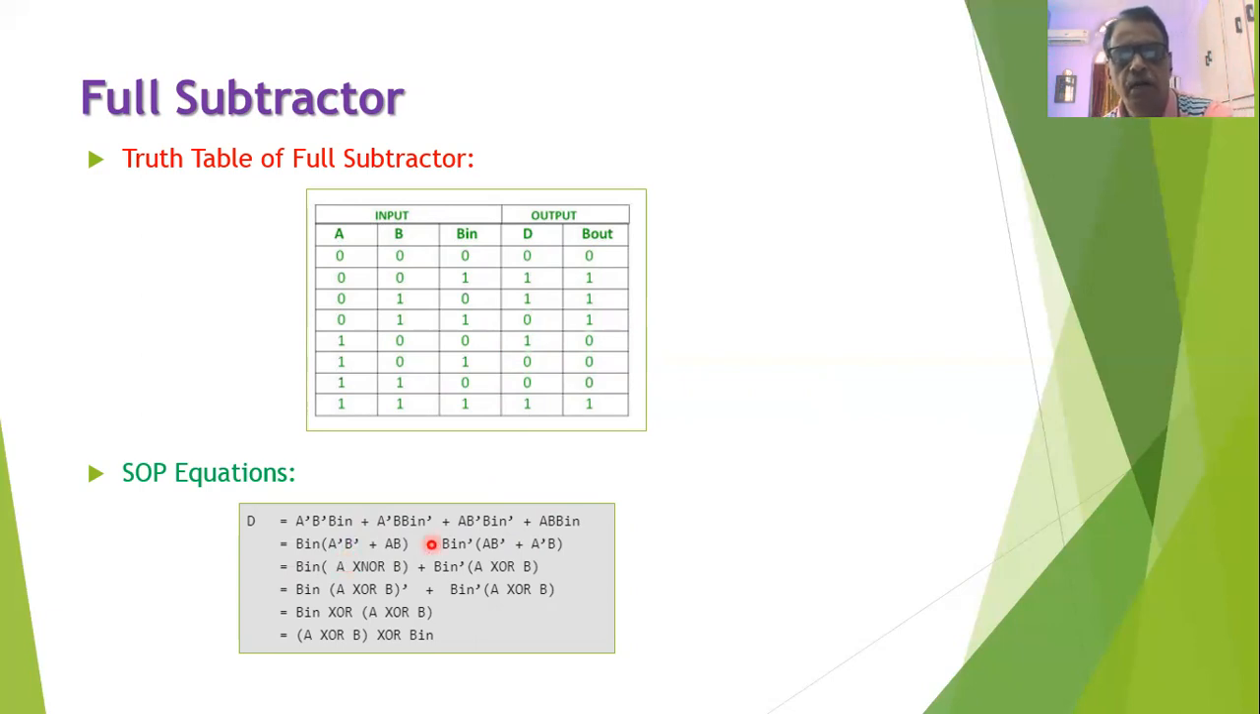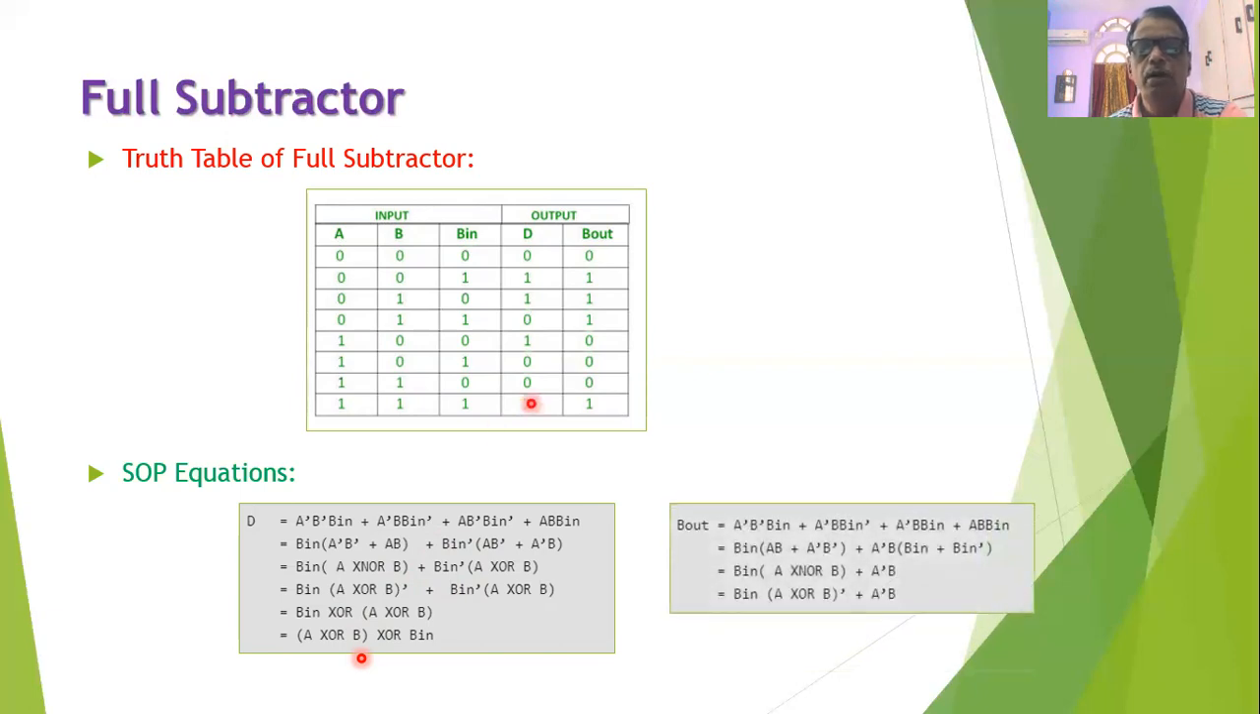And from the second term and the third term, we can take the B in bar common, or complement of B in common. Therefore, we will get inside the bracket A B bar plus A bar B. A B bar plus A bar B can be represented as A XOR B. And A bar B bar plus AB can be written as A XNOR B. And therefore, we can write the term B in into XOR A XOR B. So this is just nothing but A XOR B XOR B in. That is, when all the three inputs are XORed with each other, then we can get the difference output.